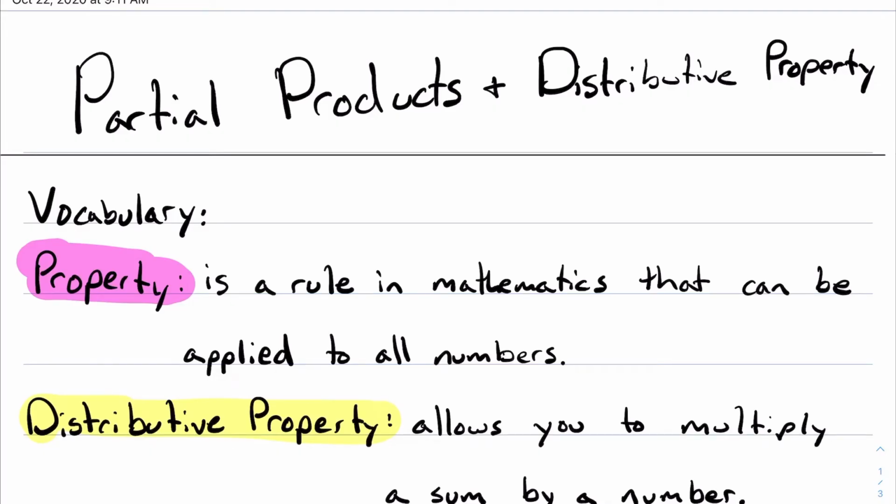Right, today we're going to be using the partial products and the distributive property to multiply. We have a couple of vocabulary words for you. As always, if you're following along and taking notes, feel free to pause when you need and hit play when you're ready to go again.